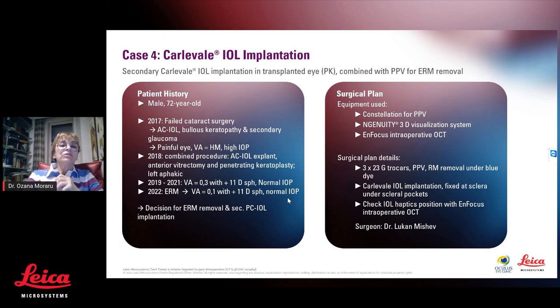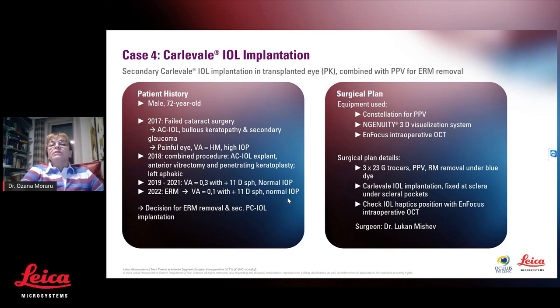In 2022, he was supposed to receive a posterior chamber IOL sutured at the sclera, but we noticed the drop of the visual acuity to 0.1. We performed a retinal OCT, and we discovered an epiretinal membrane. So we took the decision to perform a combined procedure, secondary PCIOL fixed at the sclera, and epiretinal membrane removal.